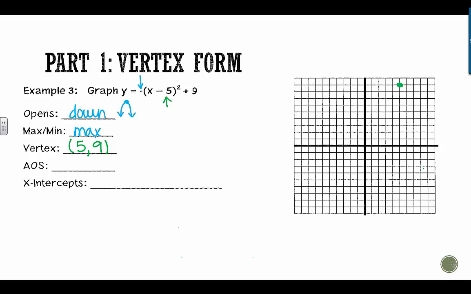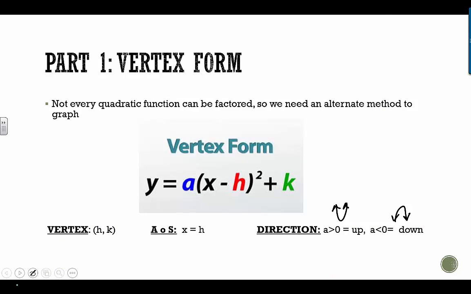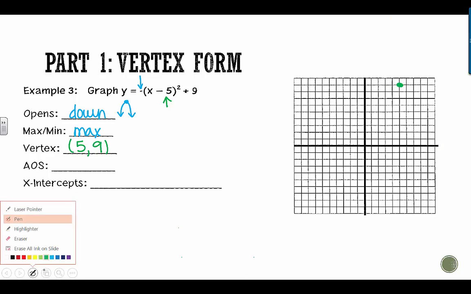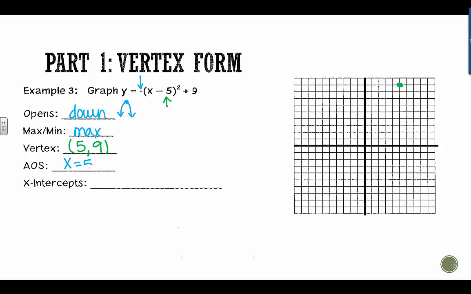Remember, from back here, the axis of symmetry is this h value here. Or you can remember that your vertex is on your axis of symmetry. So my axis of symmetry has to be x equals 5. So we know if we fold it right there, we're going to get the same thing on both sides.